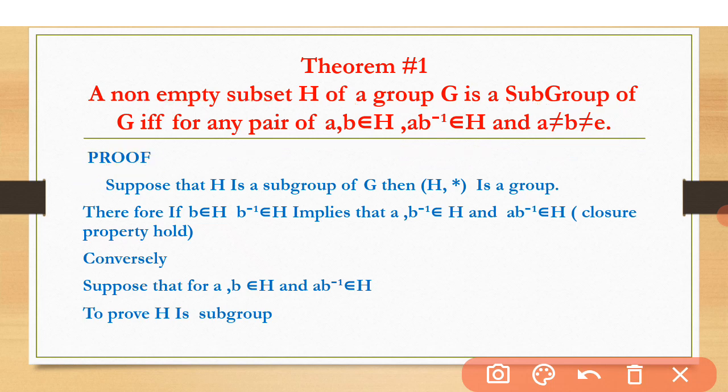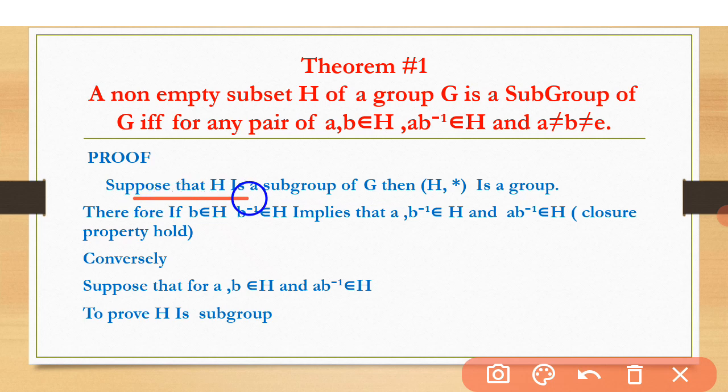Suppose that H is a subgroup. If and only if means that we have to prove the theorem in two ways. In the first way, we say that it is a subgroup and we prove that it is closed, and in the second way we suppose that it is closed and prove that it is a subgroup. Let's start. Suppose that H is a subgroup of G. First we are going to prove that it is a closed set if it is a subgroup.